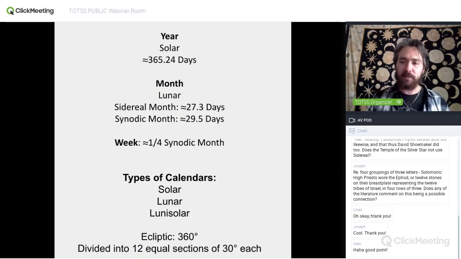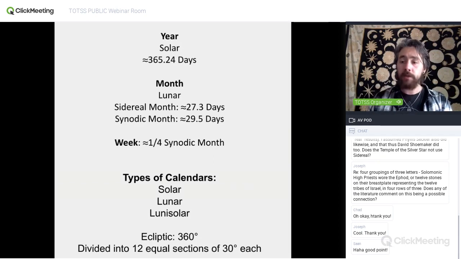But anyways, what we get out of all of this is that the ecliptic is going to be divided up into 12 equal sections of 30 degrees each. This is something the Babylonians do, and Hellenistic astrology is the inheritor of that tradition.